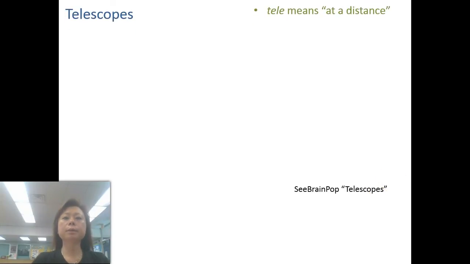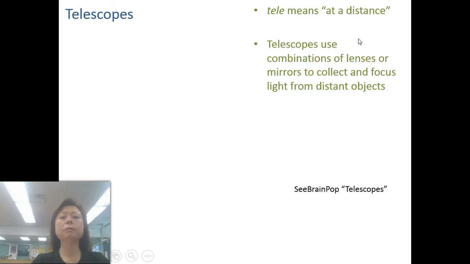Okay, telescopes. Let's look at the prefix tele. It means at a distance, so you're looking at things that are far away, whether it's a sailor looking for land or an astronomer looking at planets. It uses a combination of lenses or mirrors to collect and focus light from distant objects.